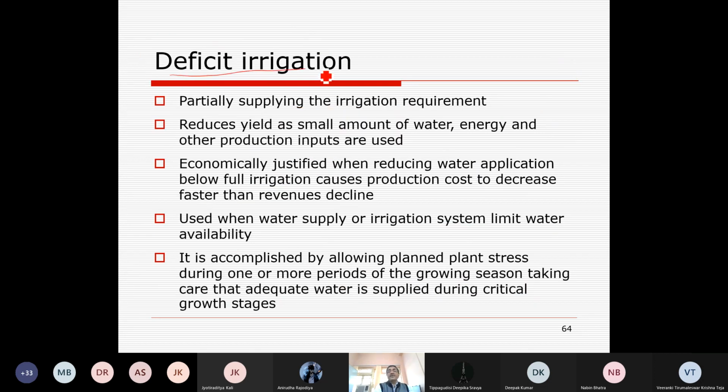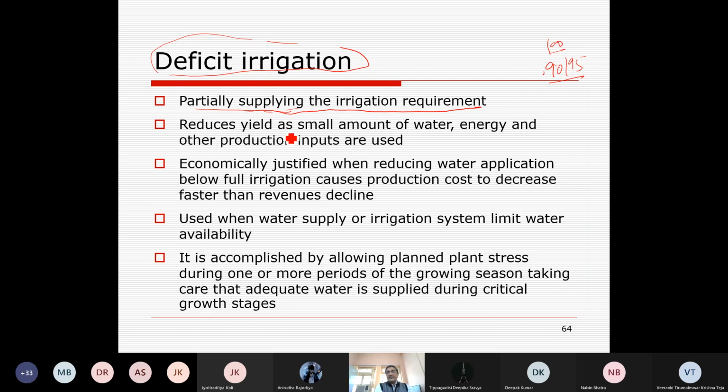Now it is deficit irrigation. The second term in scheduling is deficit irrigation. It means it is less than full irrigation. It is partially supplying the irrigation requirement of the crop, like it is not 100% of the requirement, say it may be 90%, maybe 95%, or maybe even less than that. So it is a partial supplying of the irrigation requirement of the crop or plant.